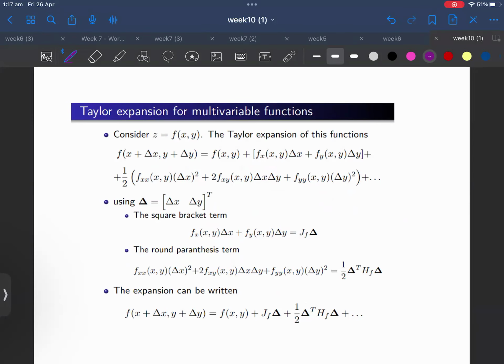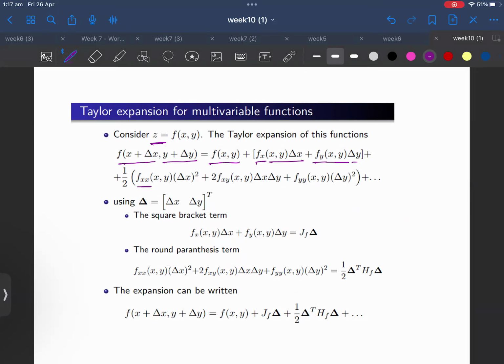Taylor expansion for a multivariable function. If you have a variable z that depends on x and y, then z can be written as a function z equals f of x, y. So the Taylor expansion of this function will be like this: f of x plus delta x, y plus delta y equals f of x, y plus f_x(x, y) delta x plus f_y(x, y) delta y plus 1 over 2 f_xx.